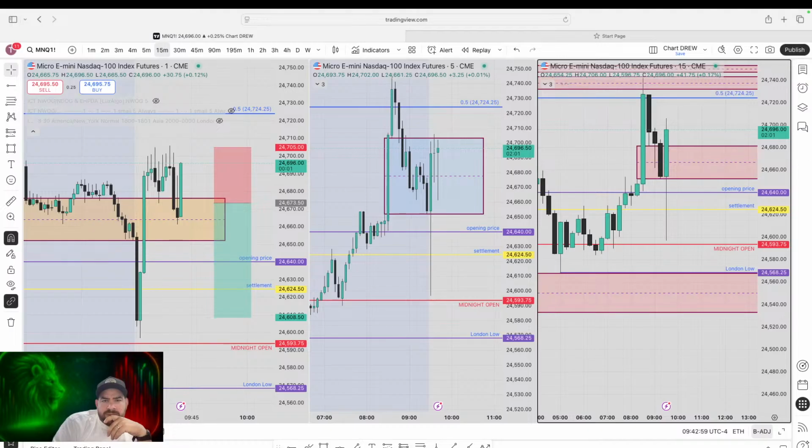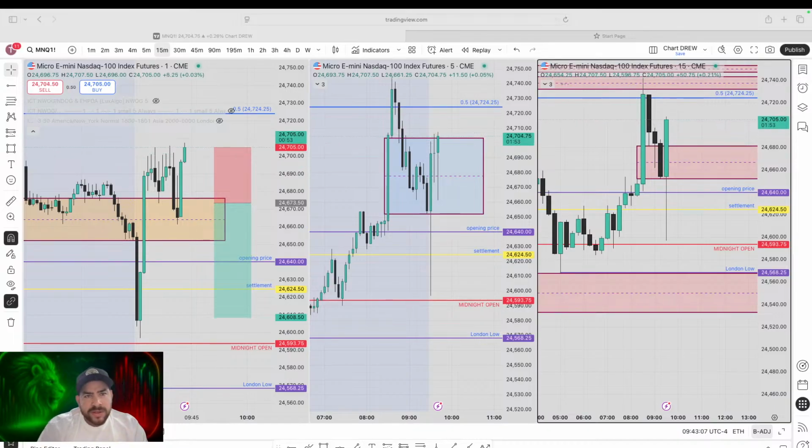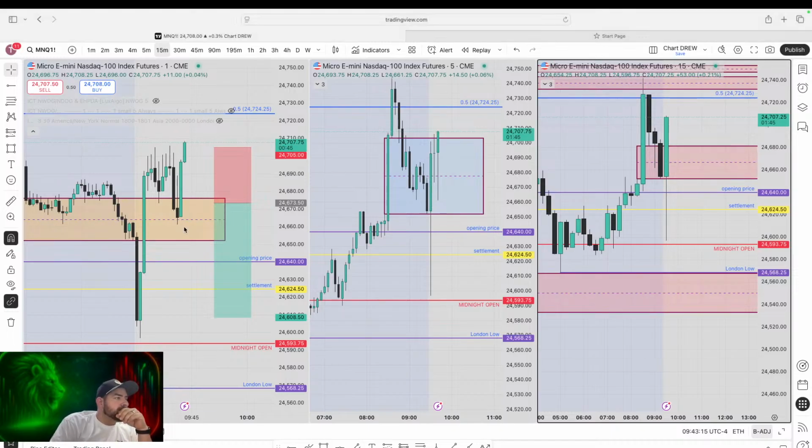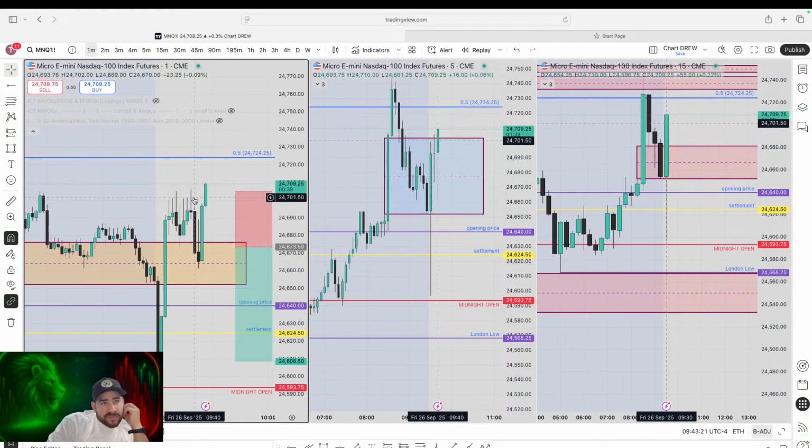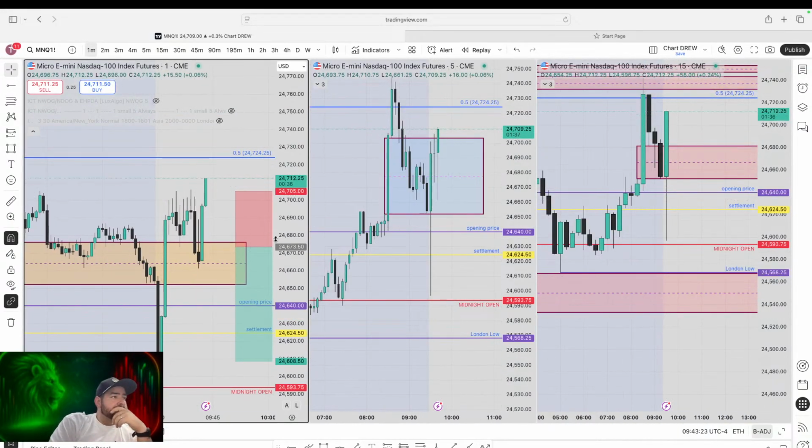Looks like we may get stopped out. That's what it's looking like. Yeah, I think we're gonna get stopped out here. Yeah, we got stopped out right there. Yeah. So let's see. I guess we're gonna get pushed up a little bit. See what happens here.